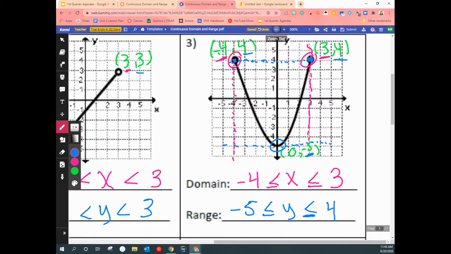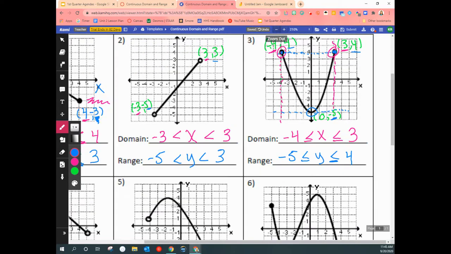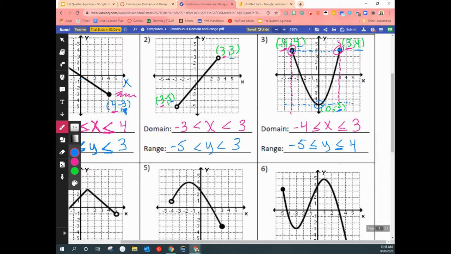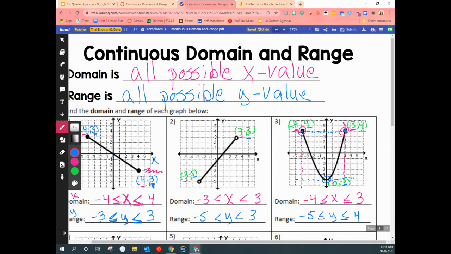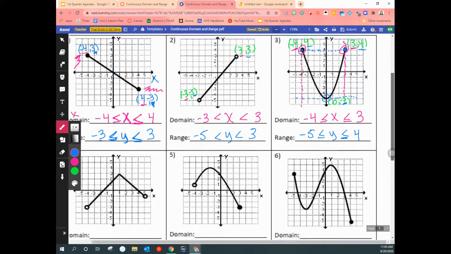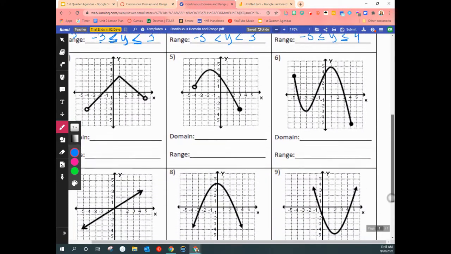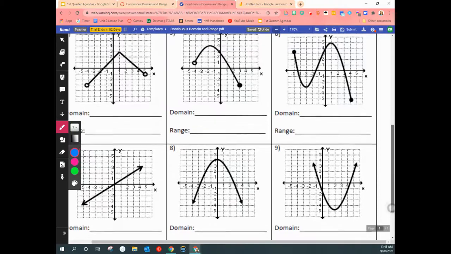Okay, so I know that discrete domain and range can be a little bit tricky. So we're going to keep practicing this. I want to look at a couple more with you. I don't want my video to keep going on forever, and you can come into office hours if you want.